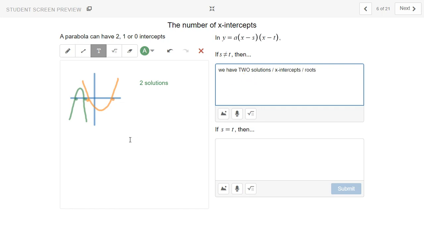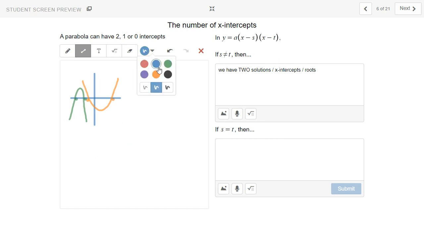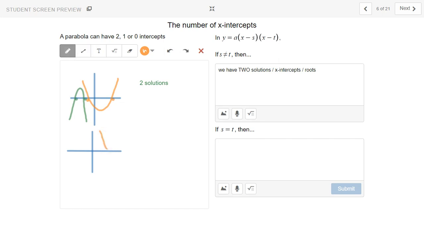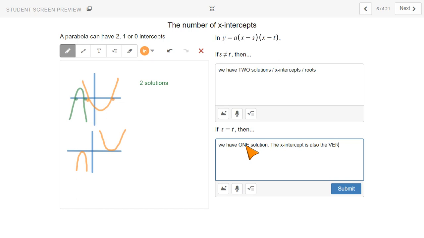There's another case where it's possible that we only have one solution. This is when our vertex touches the x-axis. So let's say I had a parabola that opened up and it touched the x-axis at the vertex, or a parabola that opens down, once again, that touches the x-axis. Algebraically speaking, if that was the case, our s is equal to the t. And what would happen? We have one solution. The x-intercept is also the vertex.